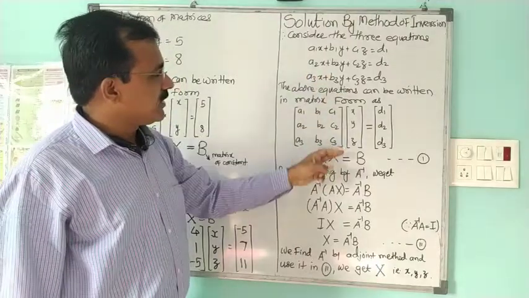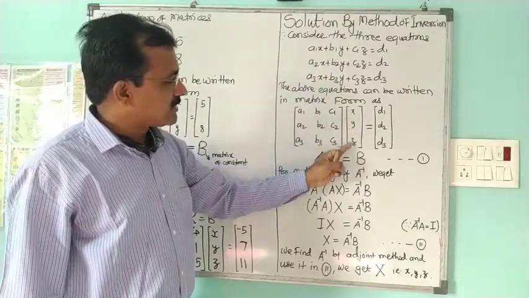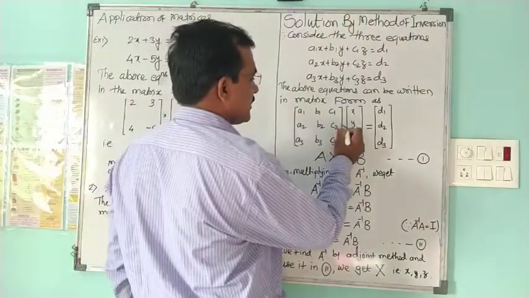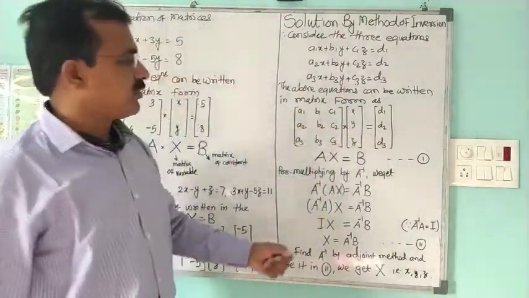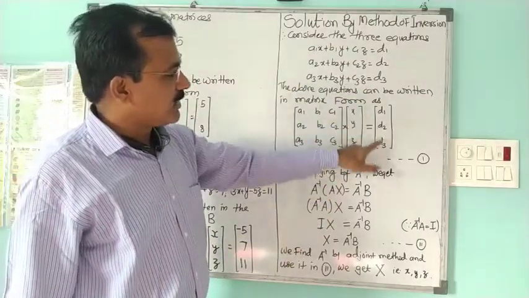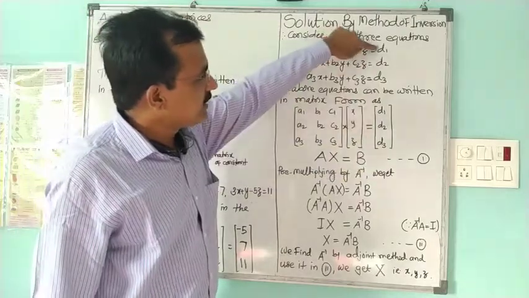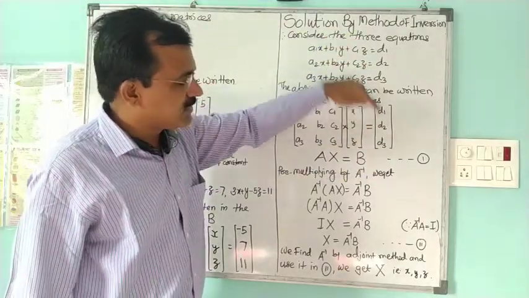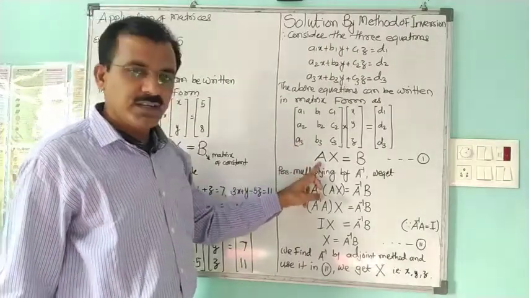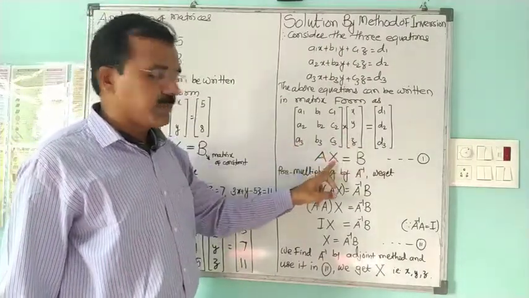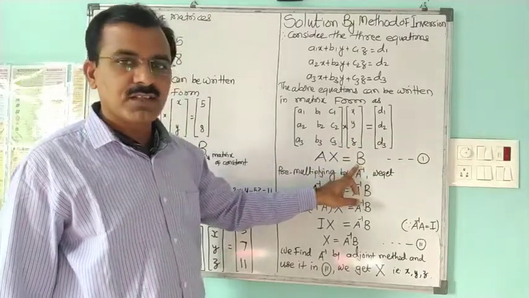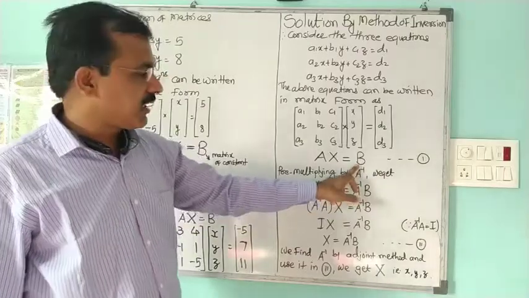The variables in the equations are x, y, z, written in the column matrix, multiplied with this matrix of coefficients, and on the right hand side after the equal symbol we have a column matrix containing the right hand side numbers d1, d2, d3 sequentially. So we call the first matrix capital A, the second matrix capital X, and the third matrix on the right hand side, the matrix of constants, capital B.